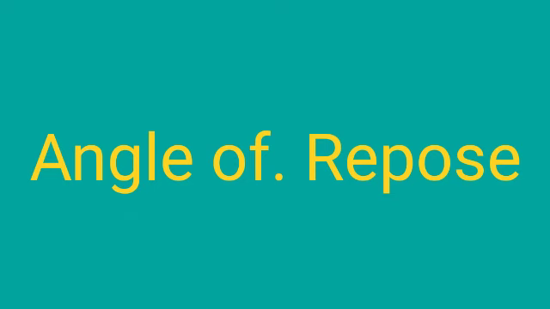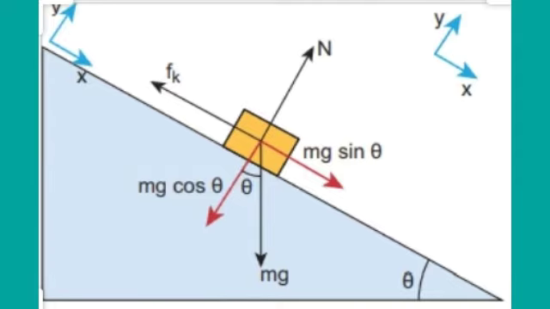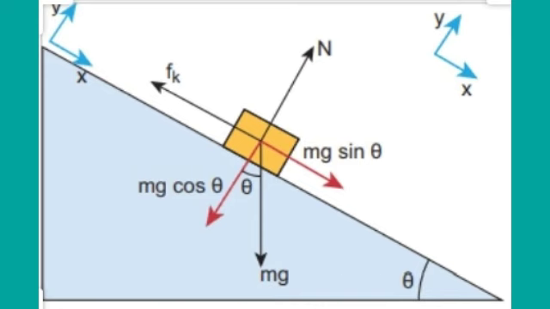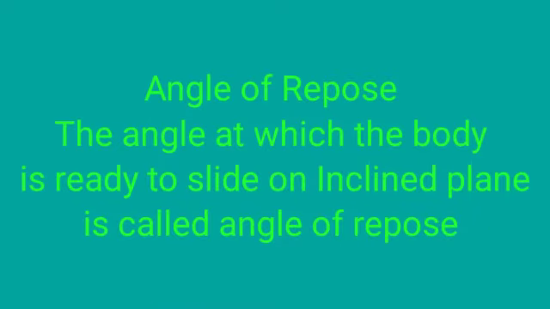Now we'll discuss the angle of repose. Consider a body on the inclined plane. Whenever we gradually increase the angle of the inclined plane, at some particular point the body is ready to slide on the inclined plane. When the body is ready to slide, the angle of that inclined plane is called the angle of repose. That is indicated by the letter alpha. So the angle at which the body is ready to slide on the inclined plane is called the angle of repose.